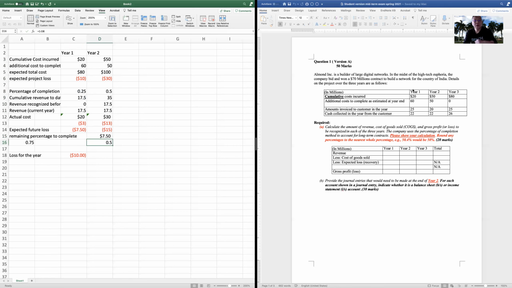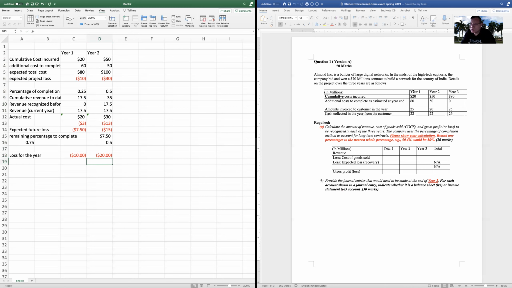Expected loss. So what I am saying here is the expected future loss is not 7.5. It's actually 15, right? So how am I going to fix this? I'm going to reverse the 7.5 by adding it back, and then I'm going to take the 15 off, right? That's the expected loss. Okay, so now what is my loss for the year? Okay, so I'm going to have D13 plus D14 plus D15.